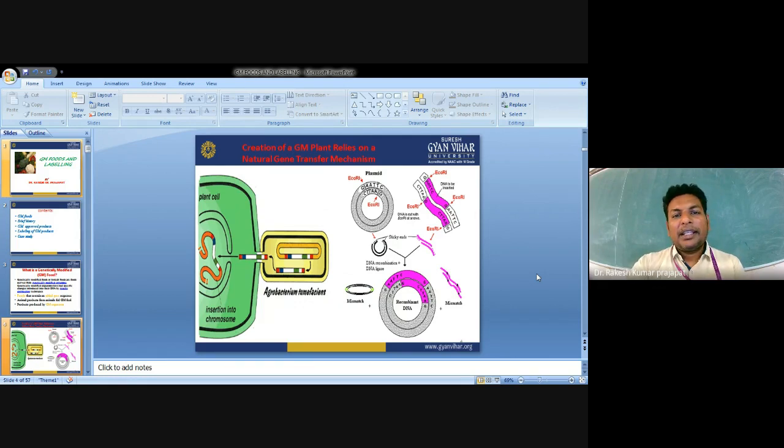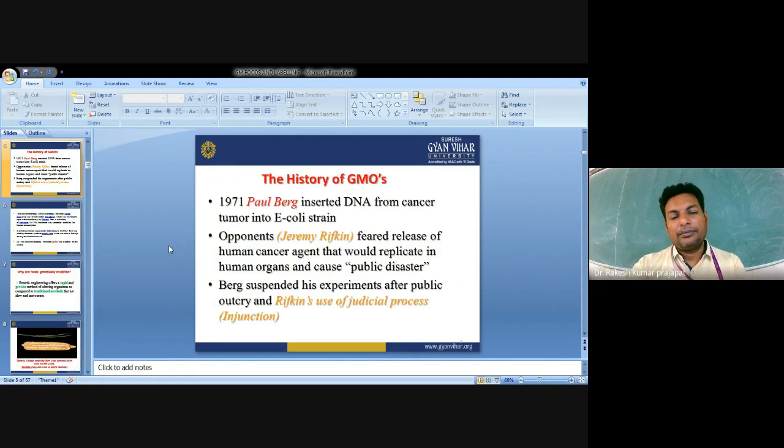So here is how we can create GM plants, which relies on a natural gene transfer mechanism. You can see in this picture that when a plant cell is transformed by using Agrobacterium tumefaciens mediated gene transfer, a foreign gene is introduced into it. Then this plant will express this foreign gene, and later on, this gene is inherited and expresses itself.